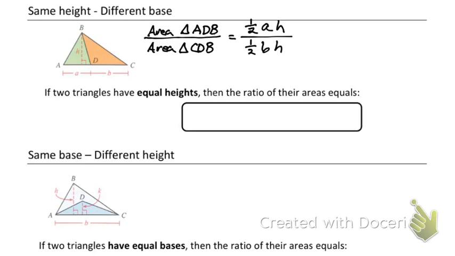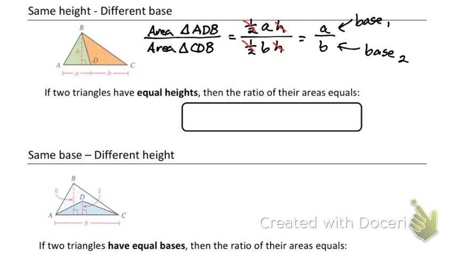But even without any numbers in there, what's 1/2 divided by 1/2? 1. What's H divided by H? 1. Everything cancels out. 1/2 divided by 1/2 is 1. H divided by H is 1. We just have A over B. In other words, you just have to take base 1 and divide by your other base, which we'll call base 2. Base 1 over base 2, if they have the same height, will be the area ratio.